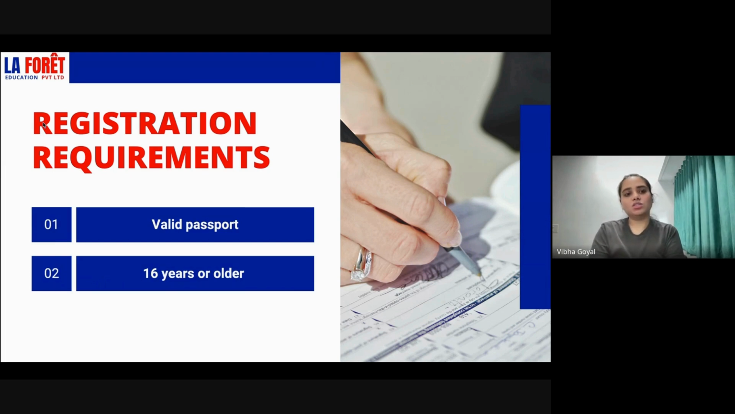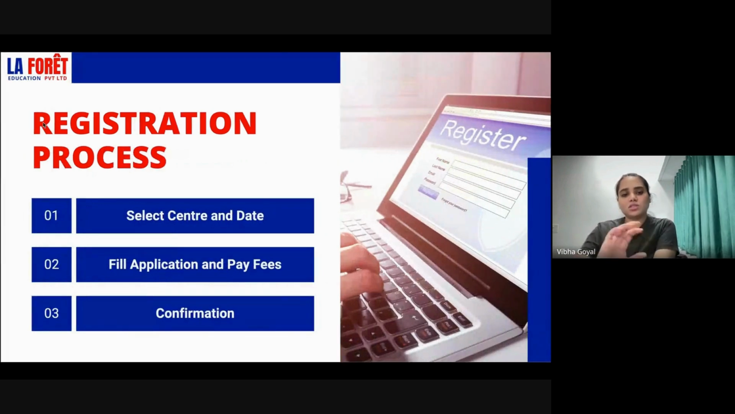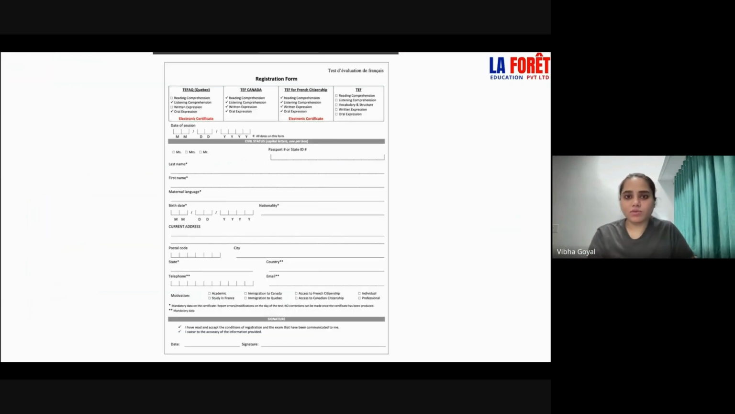The registration process is very simple, very straightforward. Select your center and the date, so you select your slot. You fill the application form and pay the fees, and you will receive a confirmation. Filling the application form is simple. It's a basic application form, and the fees are mostly paid online. But the process might differ just a little from center to center. But this is the basic procedure, and they will send you an email confirmation once you have done everything.